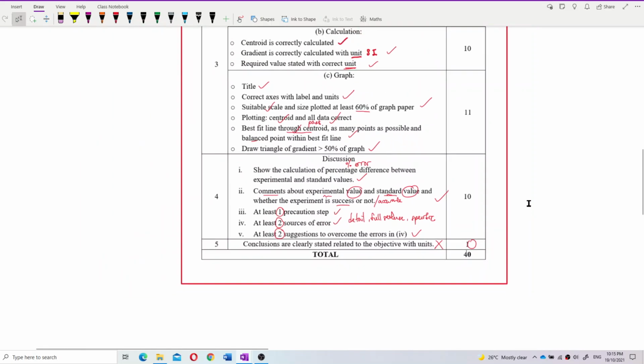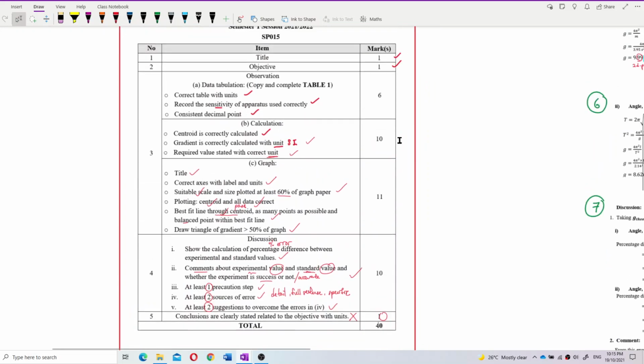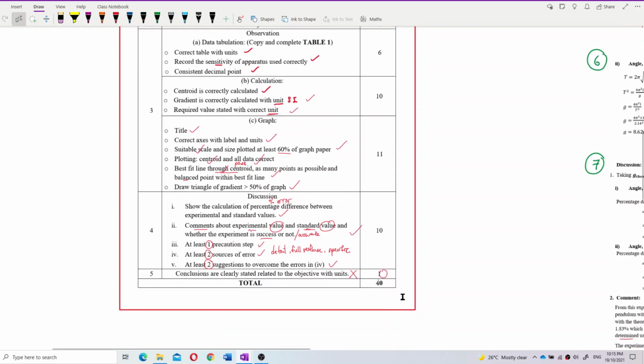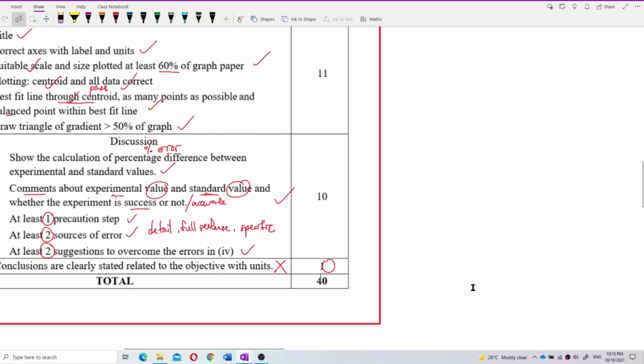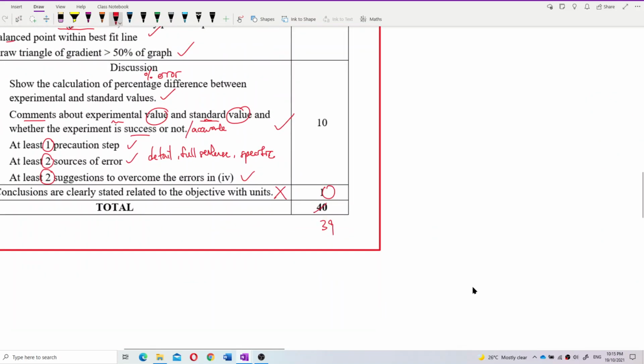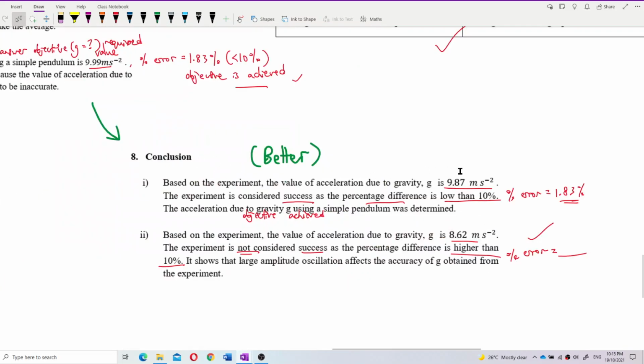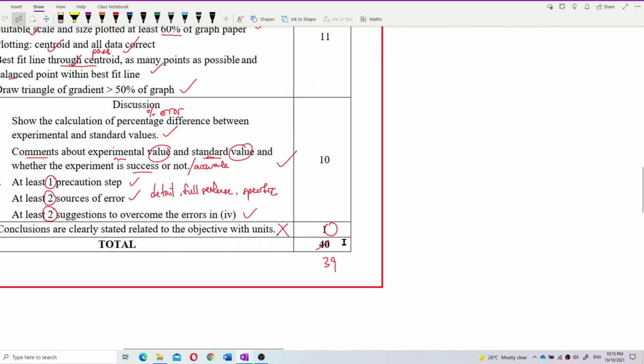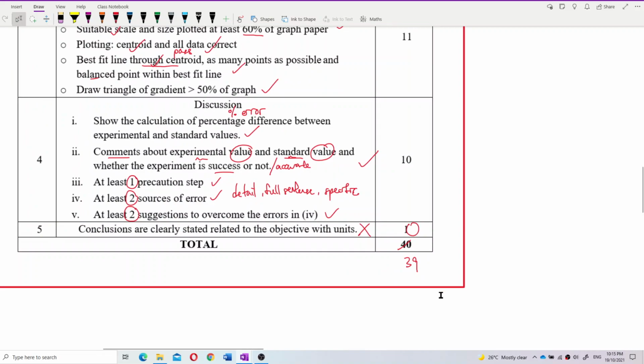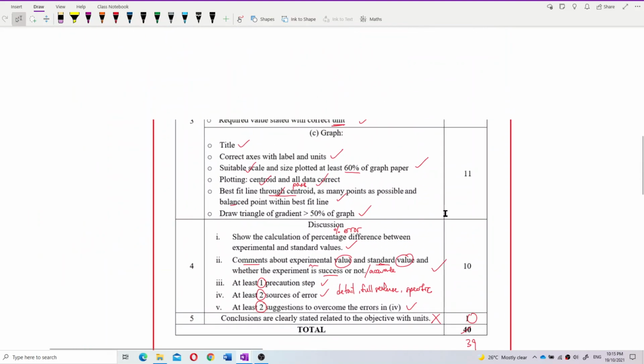So total up how many marks for this example report? So total it got all the marks here, just missing 1 mark here. So total he gets 39 marks. Okay. But if you write your conclusion like this, state the required value, state the percentage error, say whether more or less than 10%, then say objective achieved or not achieved in the conclusion, then you get 1 mark here. Then you get 40 marks. Understand? So this is how we mark your lab reports.